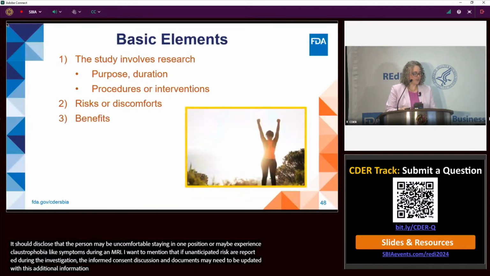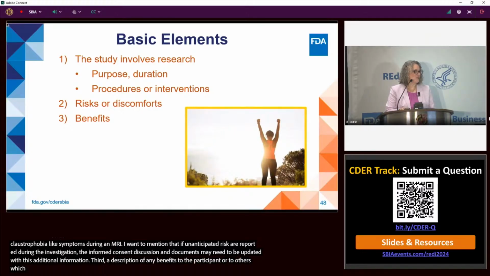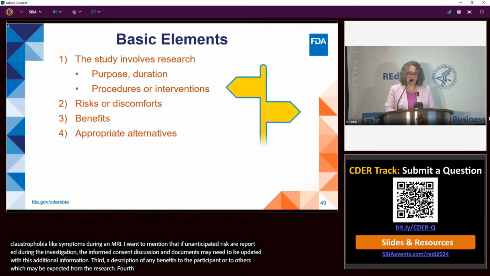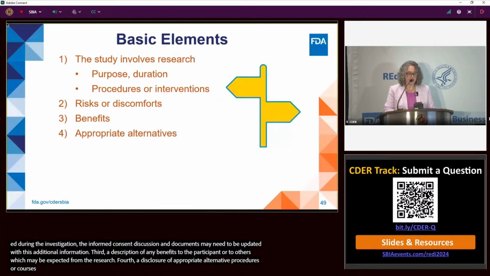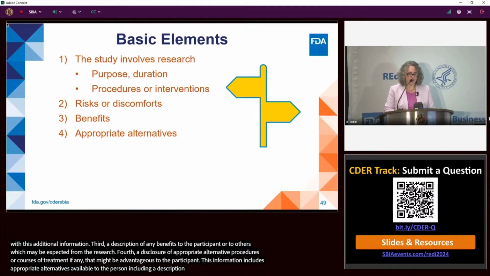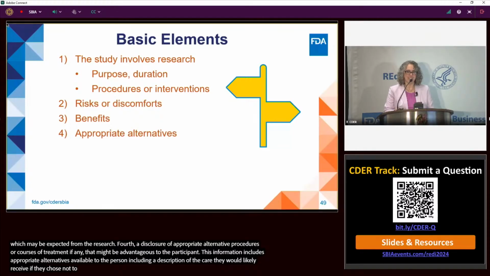Third, a description of any benefits to the participant or to others which may be expected from the research. Fourth, a disclosure of appropriate alternative procedures or courses of treatment, if any, that might be advantageous to the participant. This information includes appropriate alternatives available to the person, including a description of the care they would likely receive if they chose not to participate in the study.